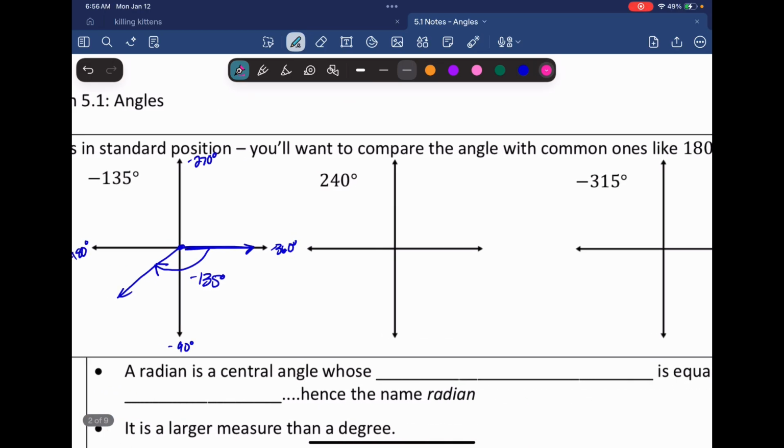All right, 240 degrees. It is positive, so we are going that direction. And 240 is awfully close to 270, and 270 is down here. So I have my initial side, and then I have my terminal side. Draw your rotation. Label your angle.